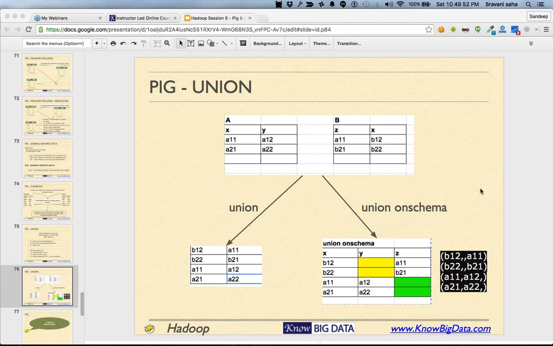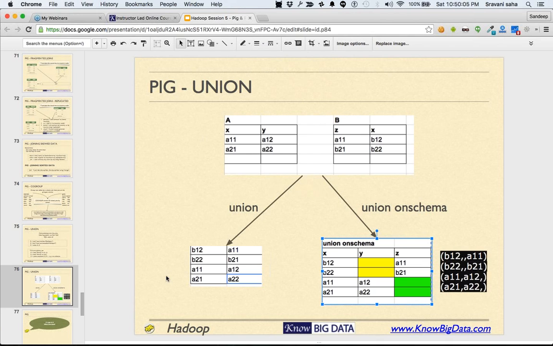Veena, do you need an example still? All right, good. Anybody, is it clear to everyone?